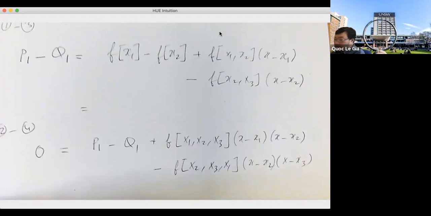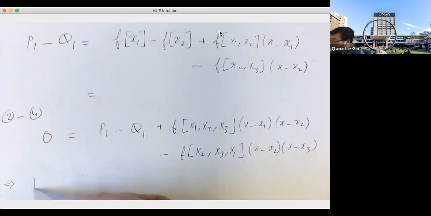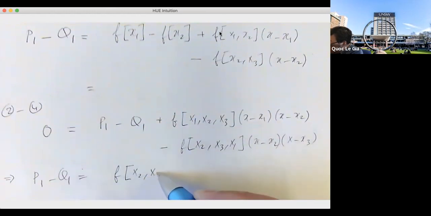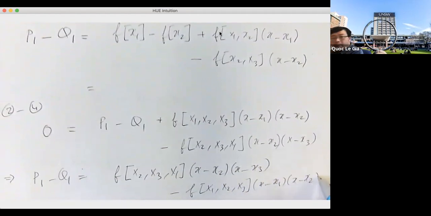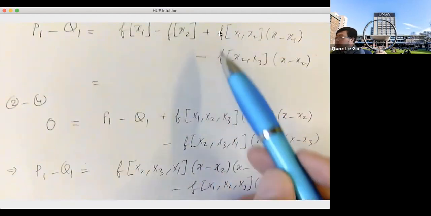So we say that this one just means that P1 minus Q1 is f of x2, x3, x1, x minus x2 minus x3, minus f of x1, x2, x3, x minus x1, x minus x2. Okay. And now I want to compare this and this.